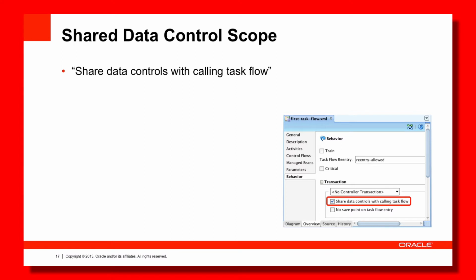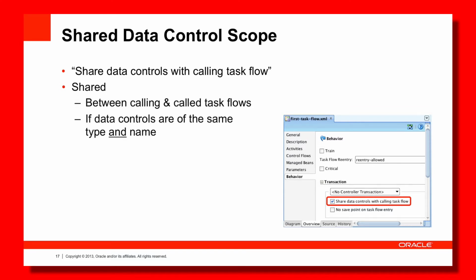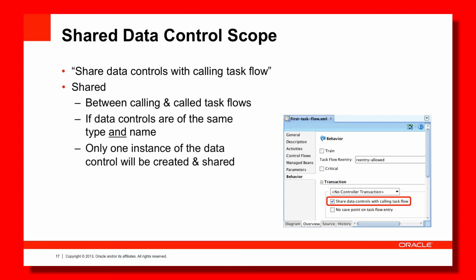Okay, the shared data control scope essentially means that between two task flows, one calling the other, any data control instance will be shared. So shared ultimately means between the calling and the called task flow that if the data controls are of the same type and name, so say an ADF business component data control that is used in the two bounded task flows that are calling each other, essentially only one instance of that data control will be created and shared for both bounded task flows to use.